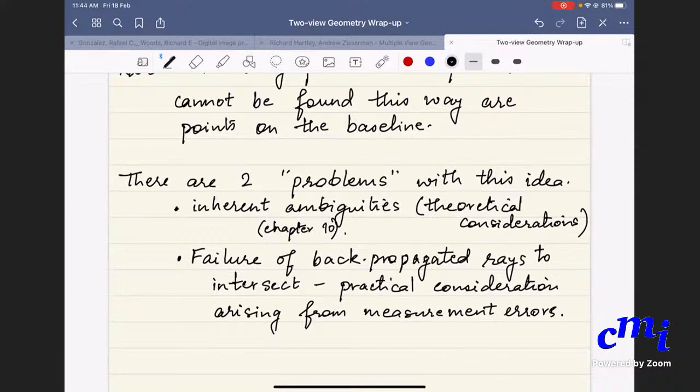And so come up with different algorithms to take care of the fact that these rays may simply not intersect because of measurement errors. Then you have to come up with a different way of computing the structure. This is the content of chapter 12.